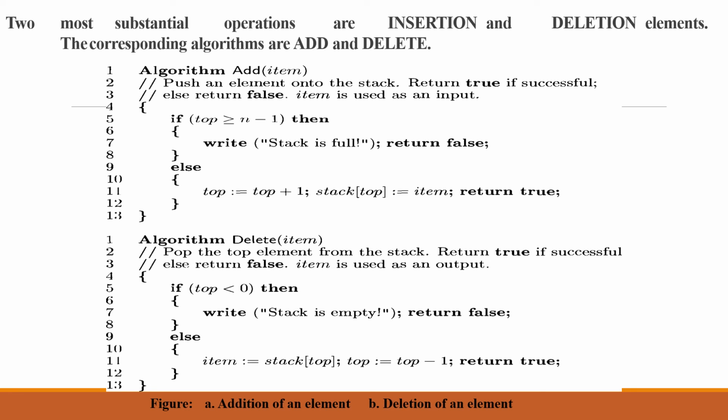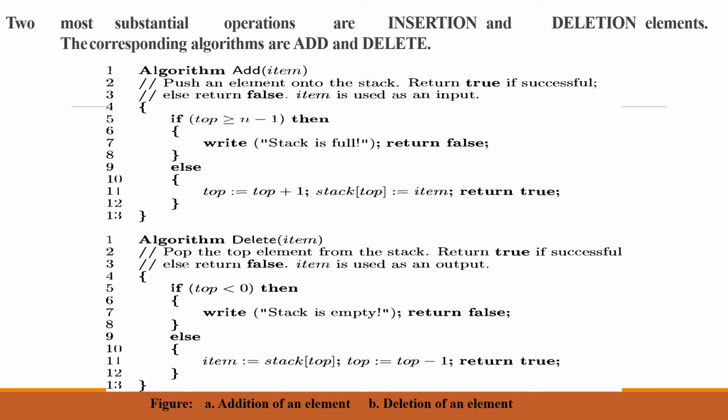The second algorithm is delete, deleting an element from the stack. So here also item is a parameter. Here we pop the top element from the stack. If it is true, it is successful, or else it returns false. The item is used as an output.